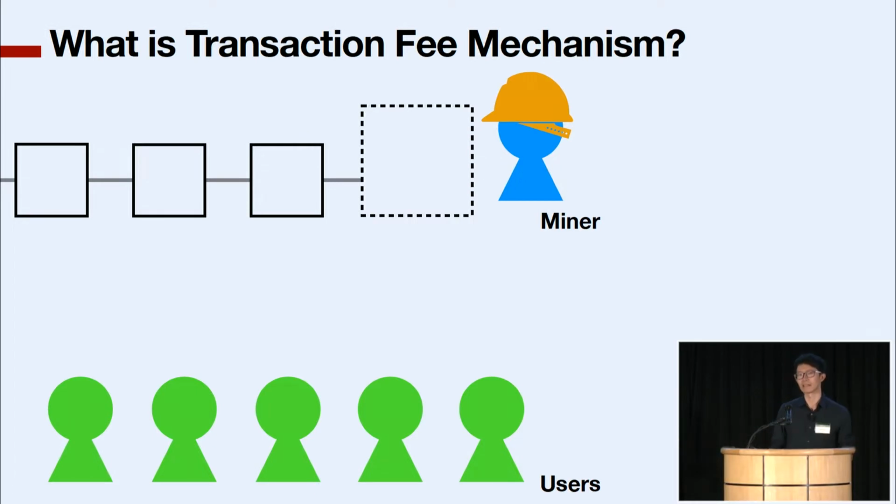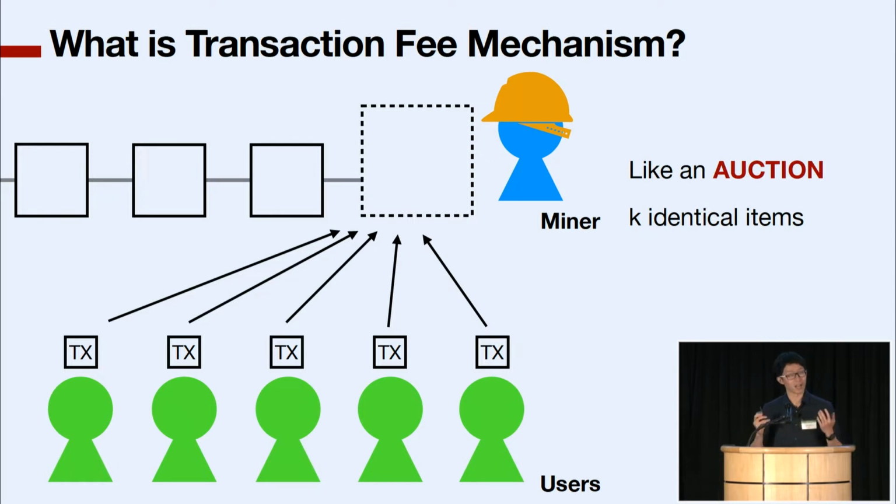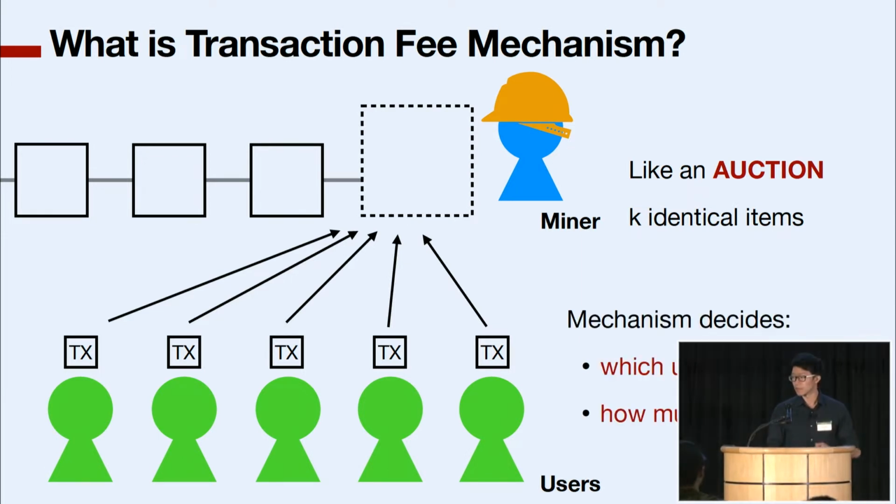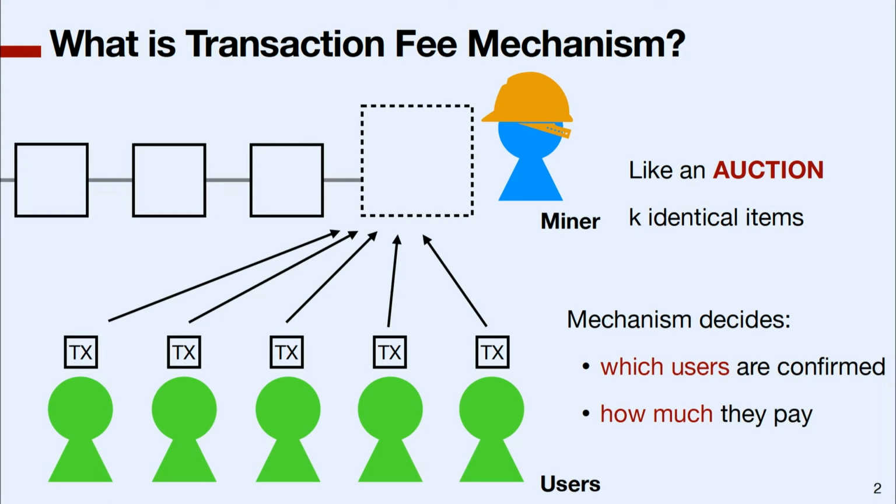So let's see. What would you do if we only have a few items but lots of potential buyers? We do an auction. So you can think of the transaction fee mechanism as an auction. But now, what we want to sell is k identical items, which is the block space. And what the mechanism does is decide which users are confirmed and how much each user should pay. So this is the transaction fee mechanism.